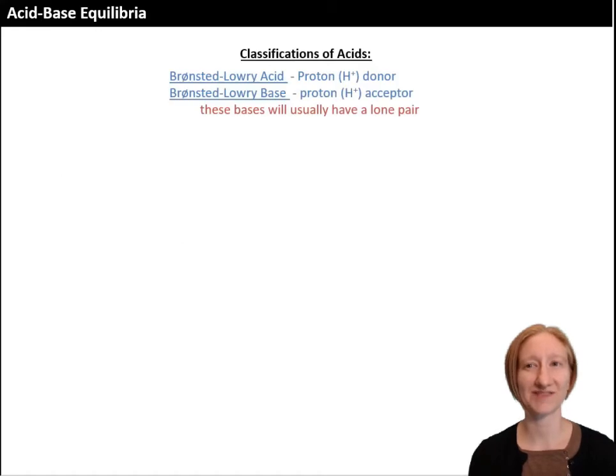We'll start with the Bronsted-Lowry definition of acids and bases. Here an acid is a proton donor, while a base is a proton acceptor. In order to accept a proton, a Bronsted base will typically need a lone pair of electrons that will be used to form the new bond with the proton.